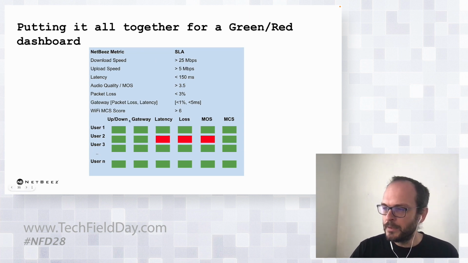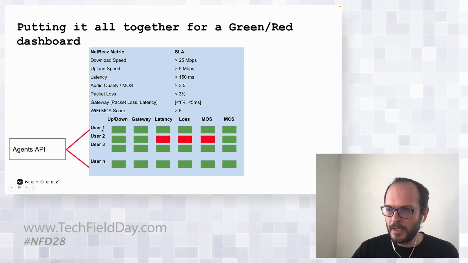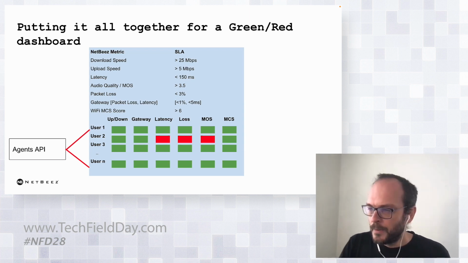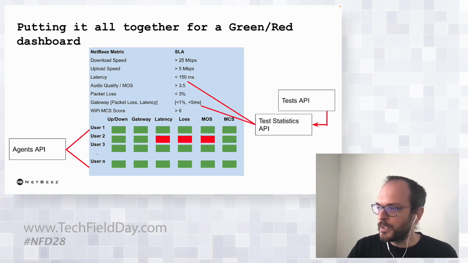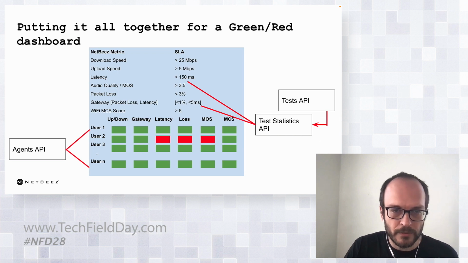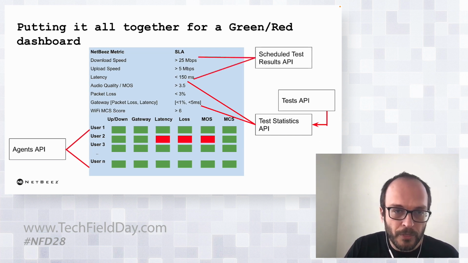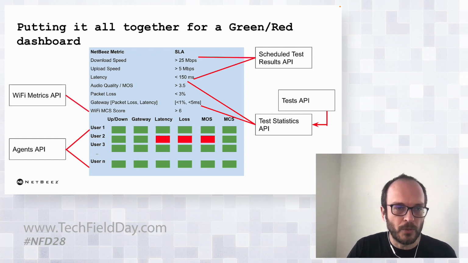So in order to build this dashboard, they used various APIs. So for example, here the agent API can give you the different users that are connected to the dashboard. Then using that list of users, you can get the tests that those agents are running, and then get the statistics for each of the agents, and then apply these thresholds to those metrics in order to color the boxes red or green. For the download and upload speed and latency, they use the scheduled test results API. And then finally, for the Wi-Fi MCS score, they use the Wi-Fi metrics API.